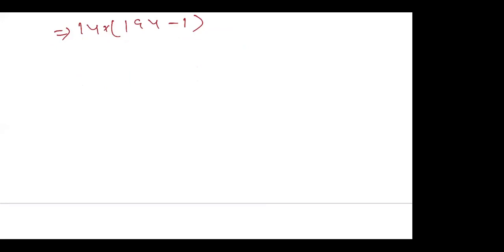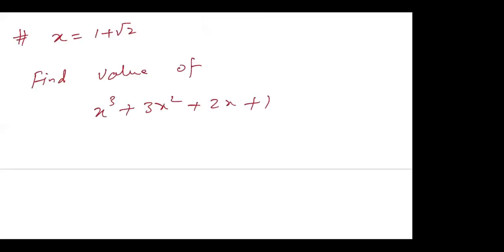Internet is slow, so I guess you'll get a while, but you can write this. X is equals to 1 plus root 2, then find the value of x cube plus 3x square plus 2x plus 1. Something like this. Again, an important question, right? Aage question kaise karne hain? You can understand from this question.